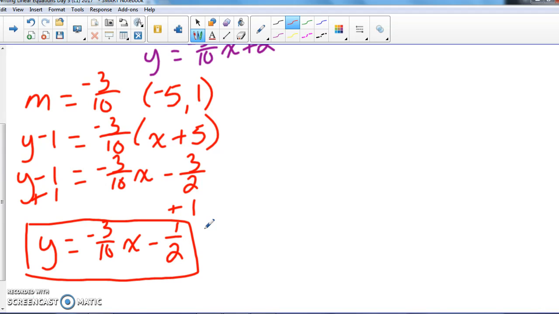All right, so how'd we do? Hopefully we agree. Once I had the slope and the point, I plugged in my y value, plugged in my slope, plugged in my x value, I distributed the negative 3/10, and I got y by itself. Again, I would prefer that you kept these in fractions instead of translating to the decimal counterpart.